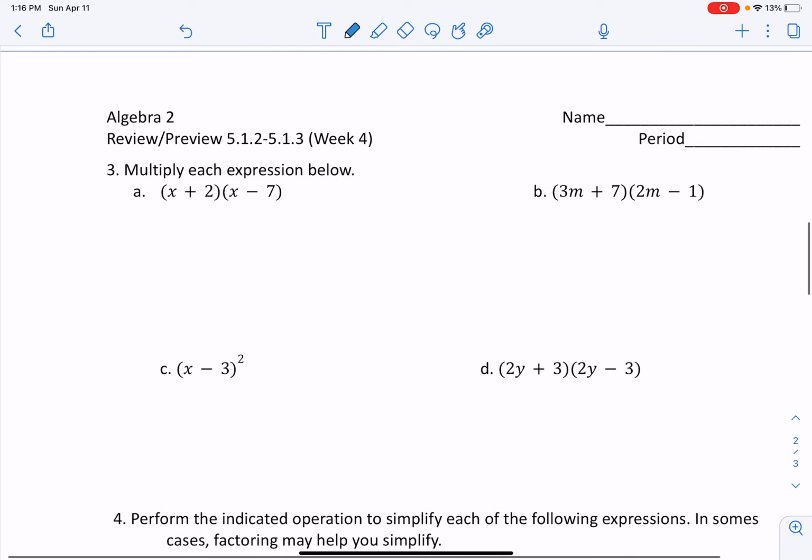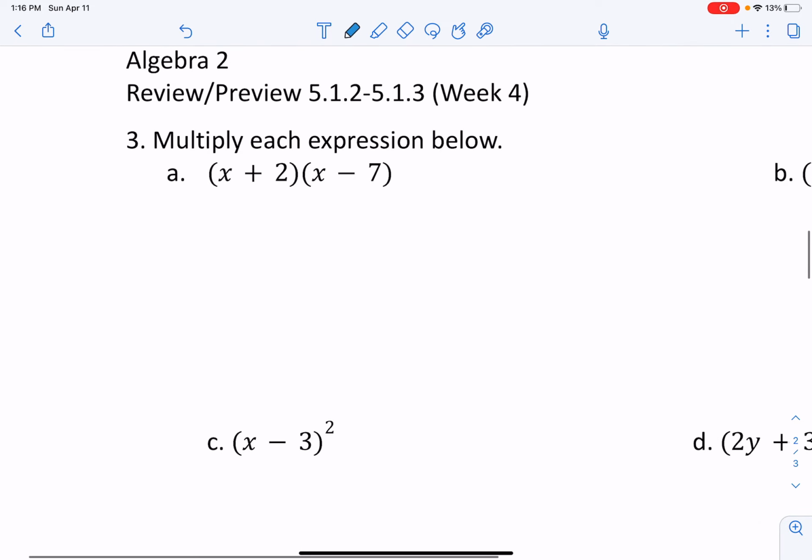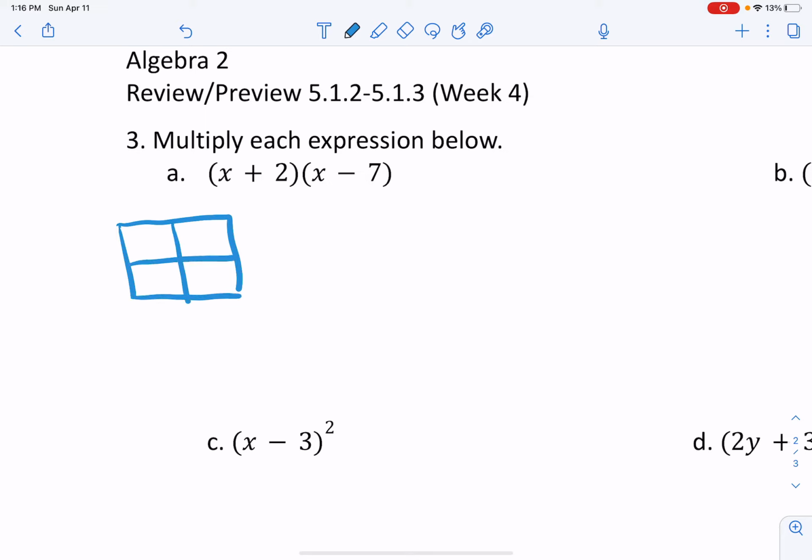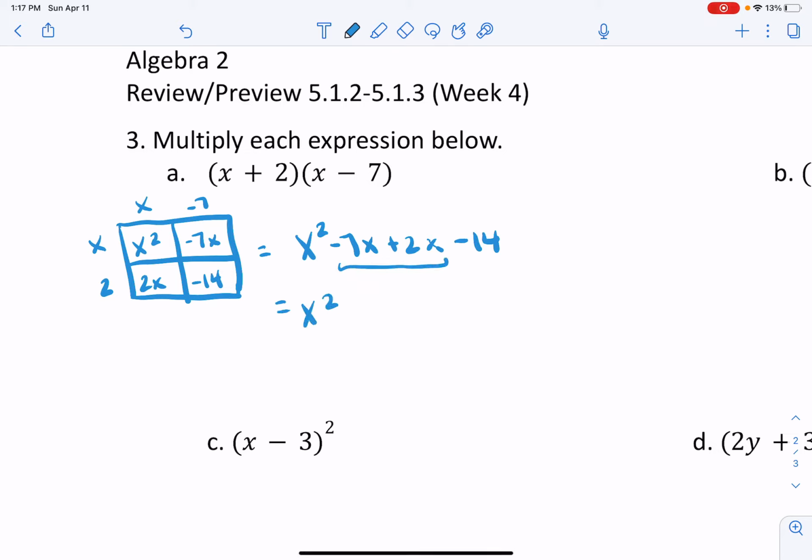All right. Number 3, A through D, so it's just asking us to multiply each expression. This is kind of a review a little bit from concepts we've learned this year. So I'm going to go ahead and do the box method for this problem. So I'm going to make my box, and then I'm going to put an x and a 2, x and minus 7. x times x is x squared, x times 2 is 2x, negative 7 times x is negative 7x, and negative 7 times 2 is negative 14. Writing out each of these here together, and then combine the like terms. And I am done.